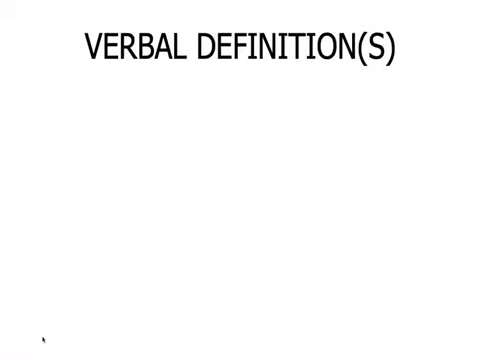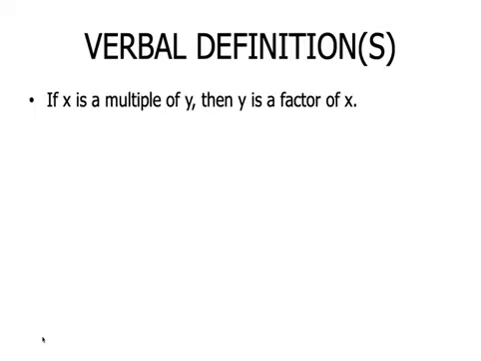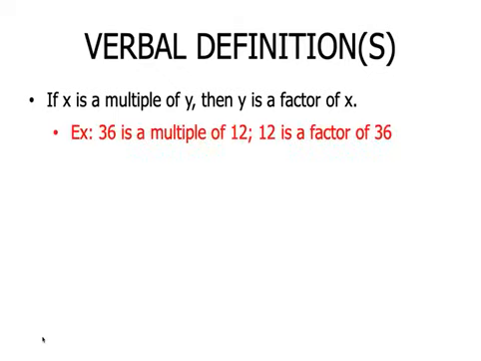But let's talk about an actual verbal definition. Now, just to preface this, the reason it's hard to put your finger on the verbal definition of a multiple is because it involves two numbers. So I could say something like this: if x is a multiple of y, then y is a factor of x. It's just the reverse. So, for instance, 36 is a multiple of 12, and 12 is a factor of 36.